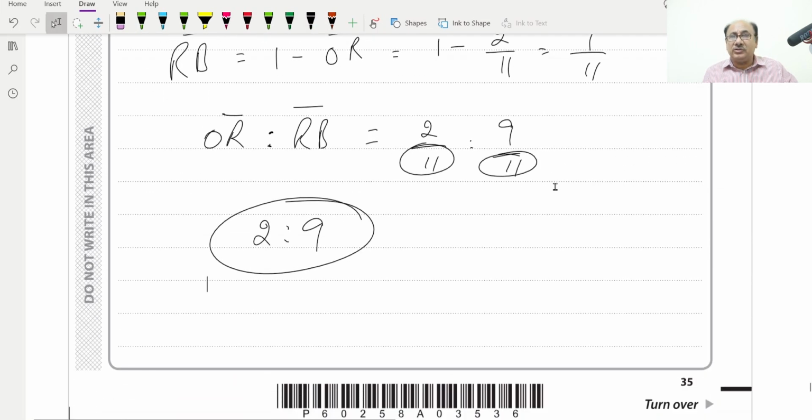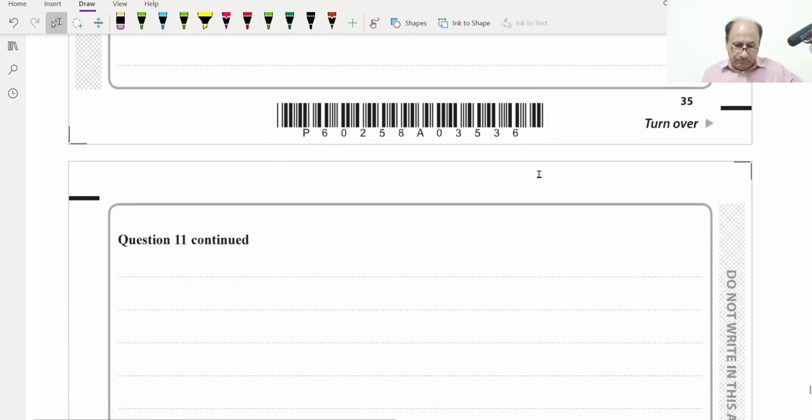Hopefully you understood this. This was a little tricky question. I tried to explain as good as possible. So we are done with the paper.